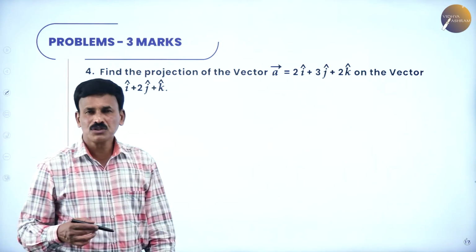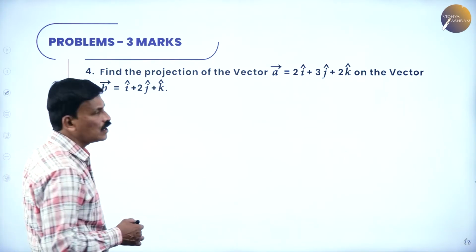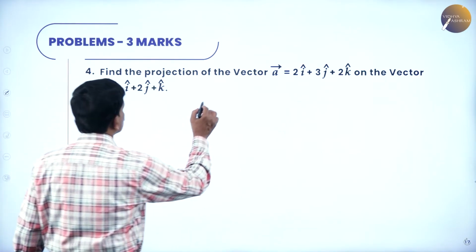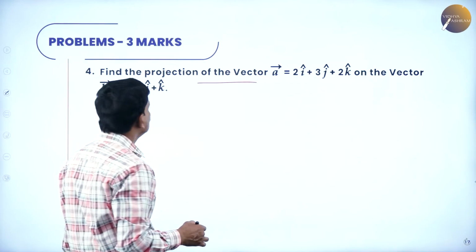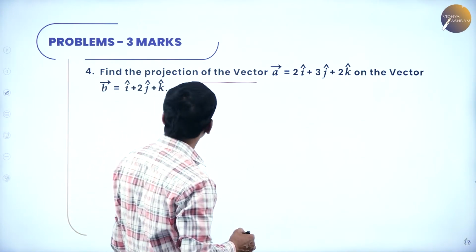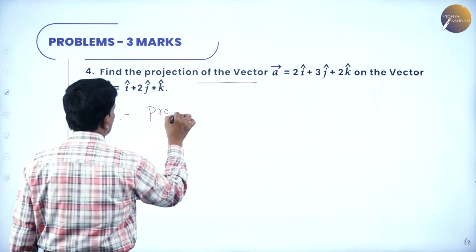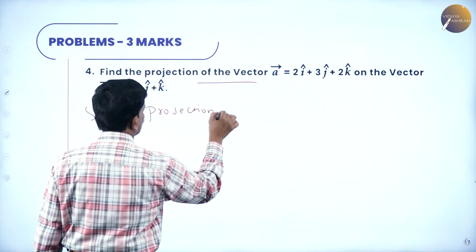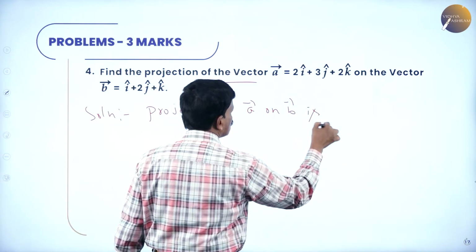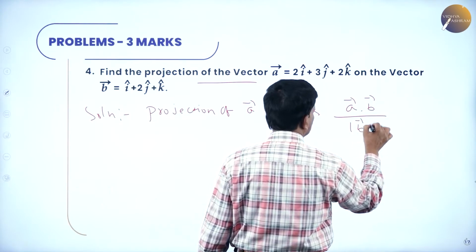Now, as I told, let us consider a problem on projection of a vector. Find the projection of vector A equal to 2i plus 3j plus 2k on the vector B. Now, what is the formula? Projection of vector A on vector B is always equal to, as I told, A dot B divided by the length of B.